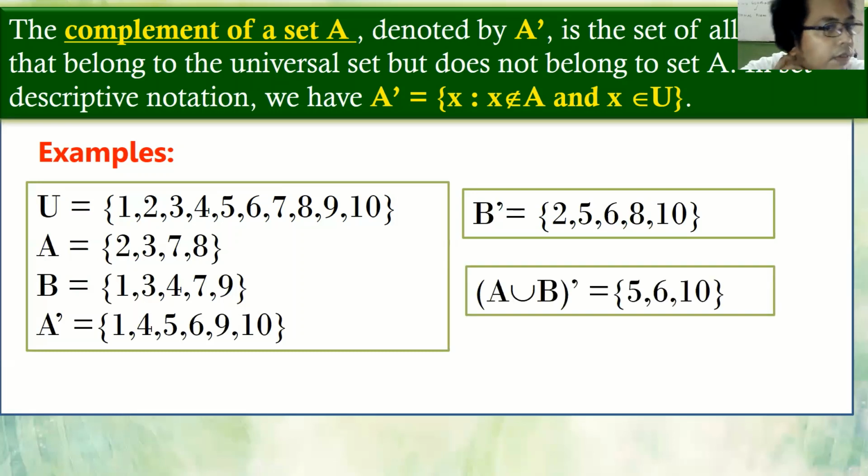Let's say the complement of A union B. What is A union B? If we join A and B, we have 1, 2, 3, 4, 7, 8, and 9. So what is the complement for that one? What are those elements that are not found in both A and B? We have 5, 6, and 10. So the complement of the union will be 5, 6, and 10.